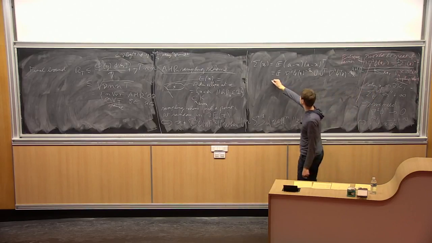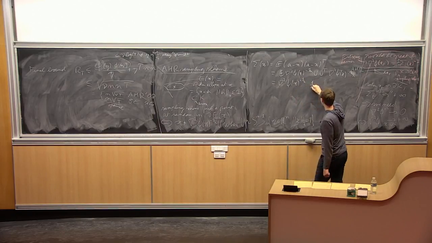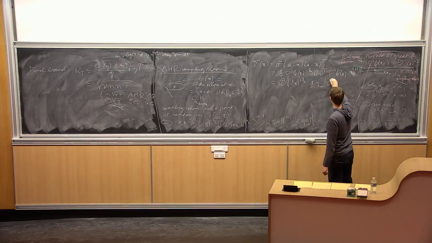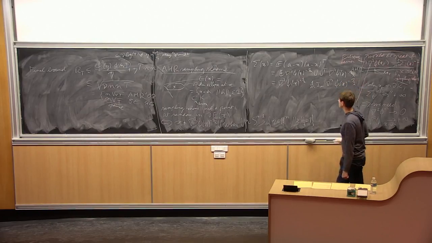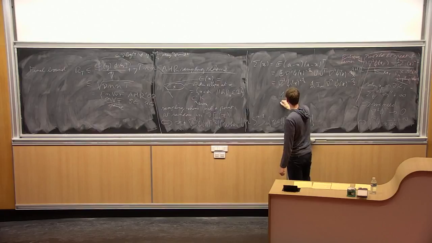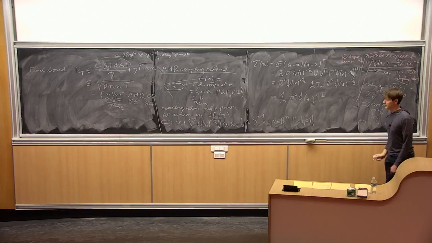So this is equal to, there is an expectation, the Hessian of phi of x to the minus 1/2 times 1 over n times the identity times the Hessian of phi of x to the minus 1/2. So this is equal to 1 over n times the Hessian of phi of x to the minus 1, which is what I claimed here.